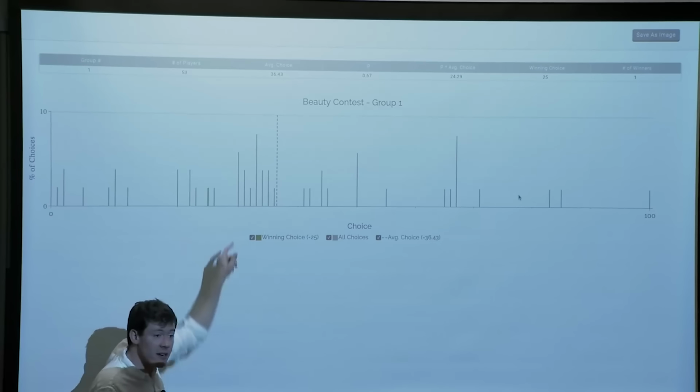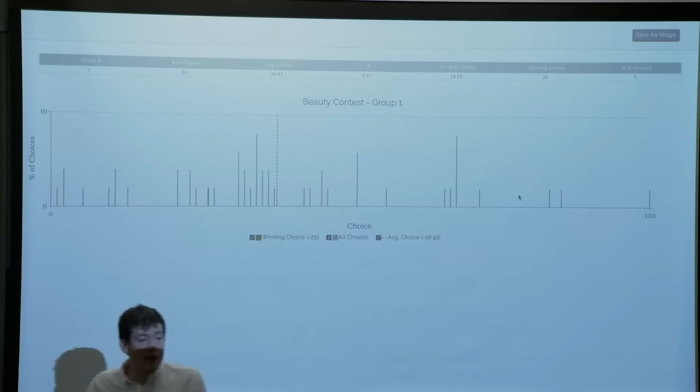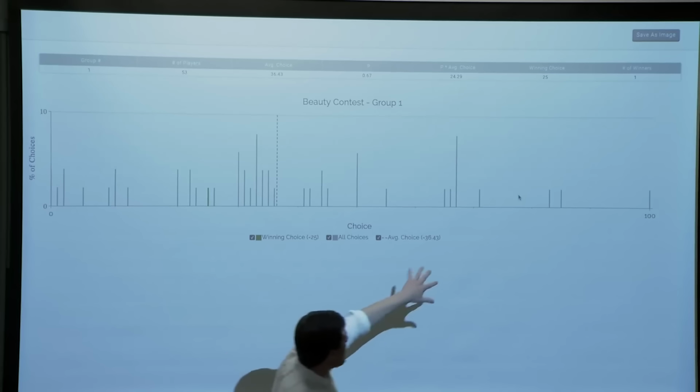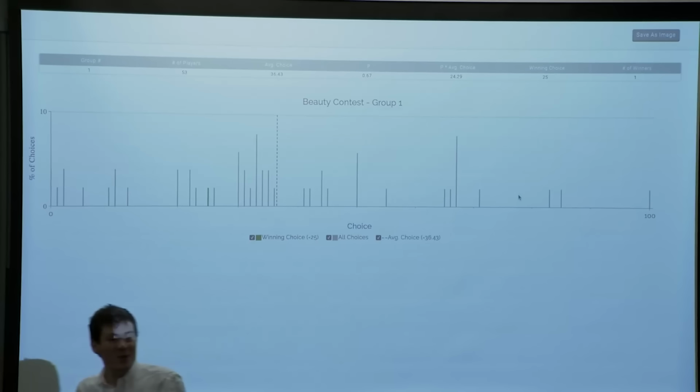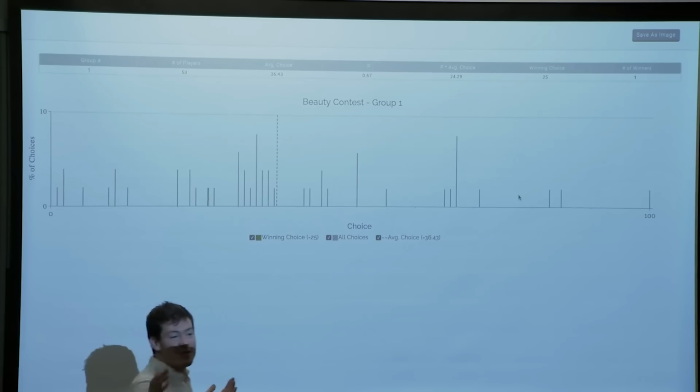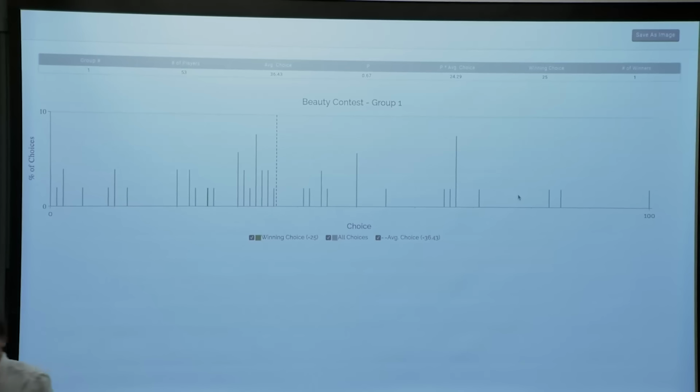Does anyone want to share their thought process? Maybe someone who was quite high up here, or low? Anyone who's willing to share what they were thinking about? What about the winner? They should be able to come forward. Who won? Yes, you won. Okay, tell me. What was your reasoning?